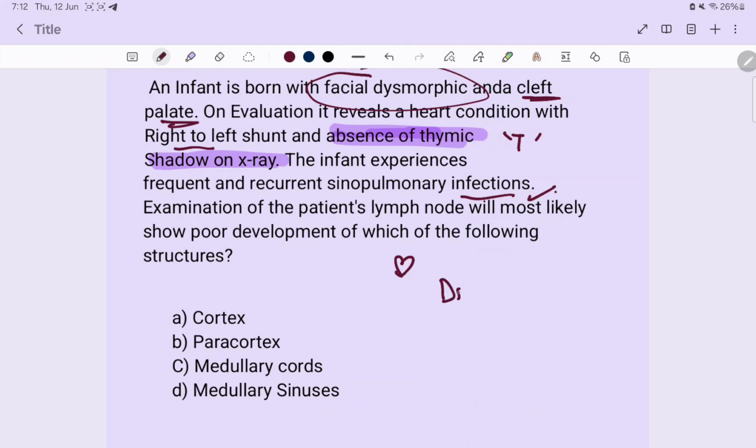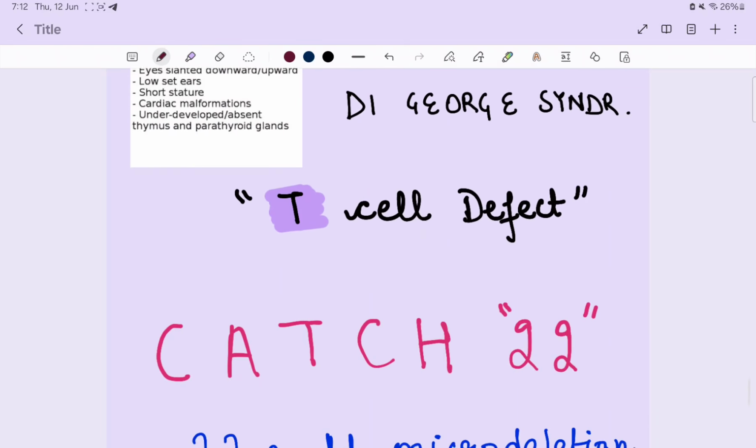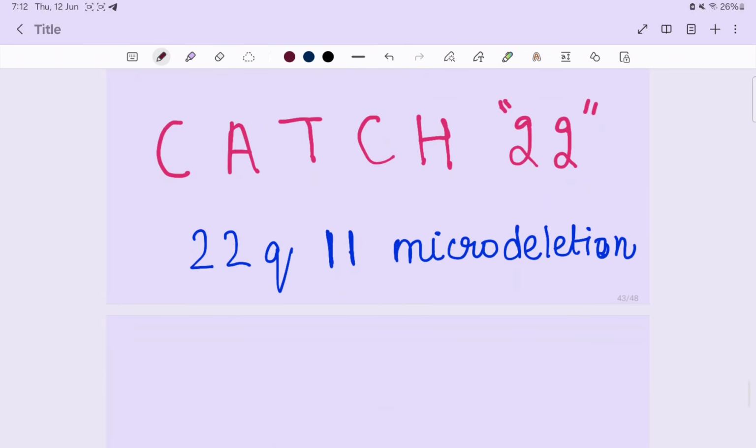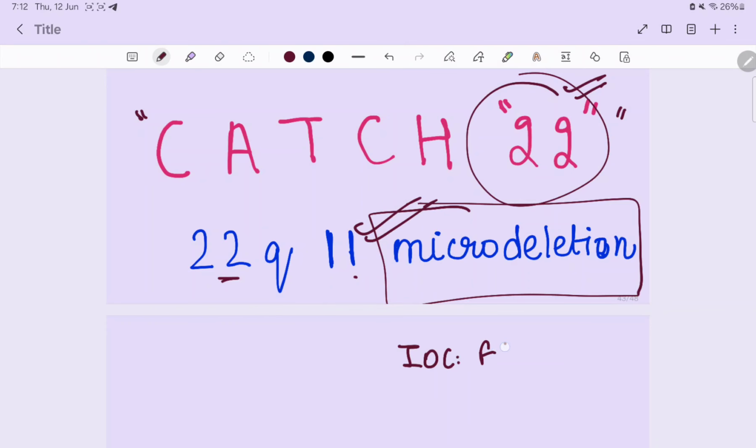So this condition is DiGeorge syndrome. In DiGeorge syndrome, this is a very important picture. This baby comes in the exams. The mnemonic for DiGeorge syndrome is very famous, and it is also given in First Aid: CATCH 22. Why 22? Because chromosome 22 is involved, 22q11, and it is a microdeletion, not a deletion. In microdeletion, the investigation of choice for DiGeorge syndrome becomes FISH. So this is also a PYQ.